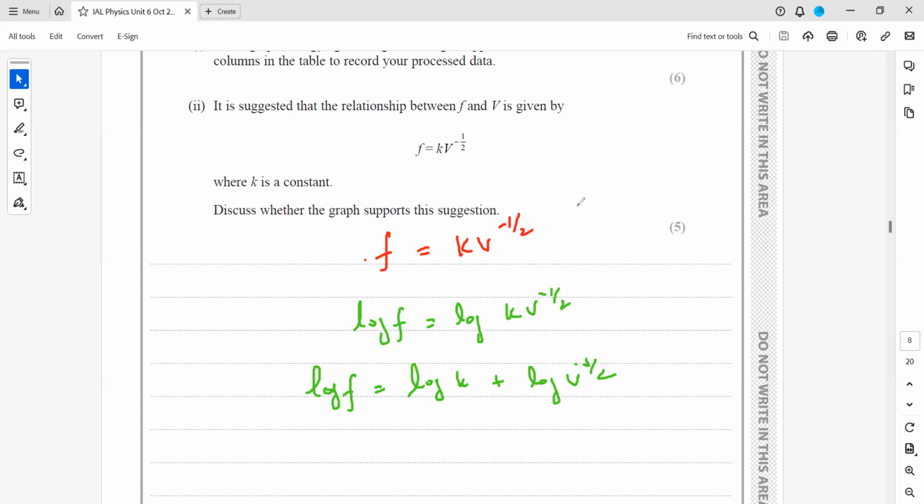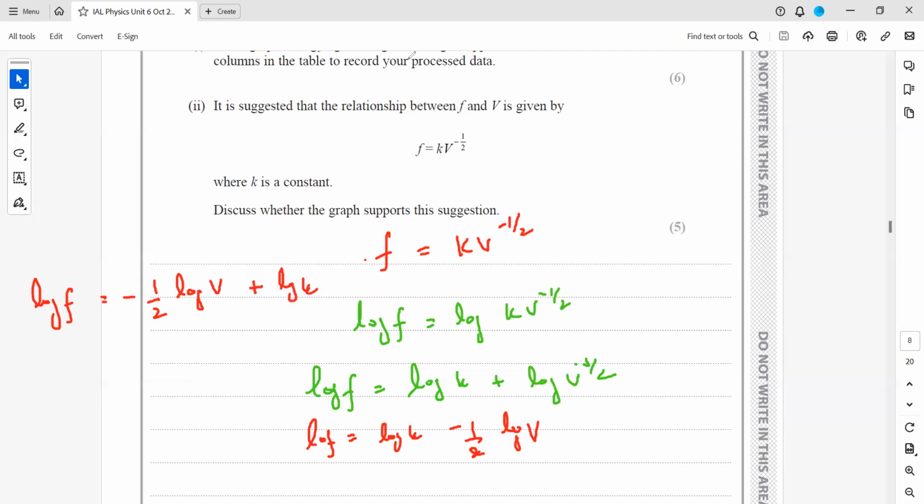Whenever any exponent or a power is there, we write it as a coefficient. So we can say log F is equal to log K minus 1 by 2 log V. If I rearrange the equation, it will be log F is equal to minus half log V plus log K. When I compare with the equation of a straight line, y equals mx plus c, on the y-axis we plot log F, and on the x-axis we plot log V.